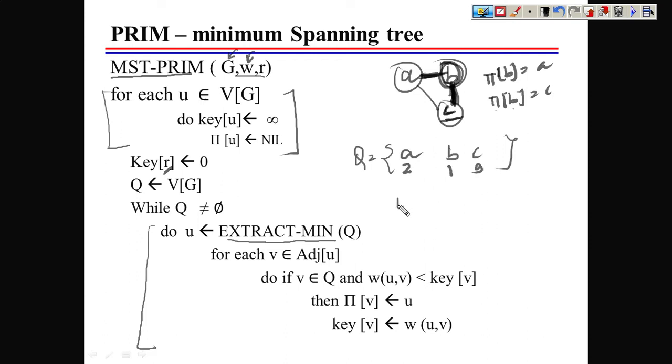So when I say extract min Q, that means out of all the vertices in this set Q, I am looking for the vertex which has the minimum key value. These are the key values. So at this point of time we will get B, because B has the minimum key value. So we call extract min on this set, and this returns one vertex with the minimum key value, and we are calling it U.